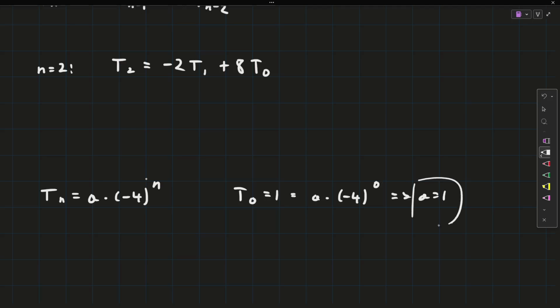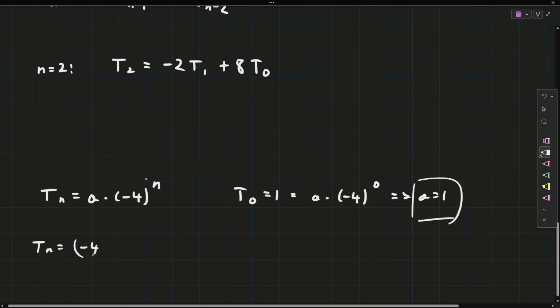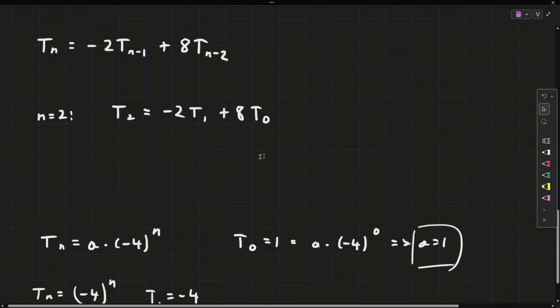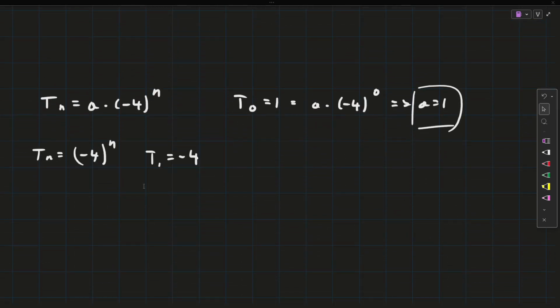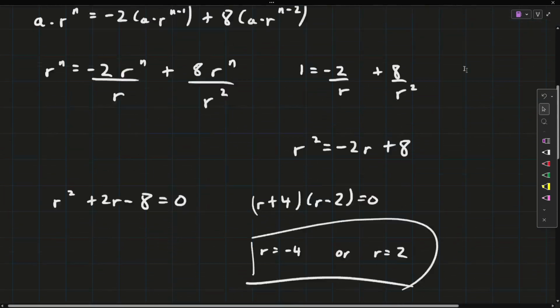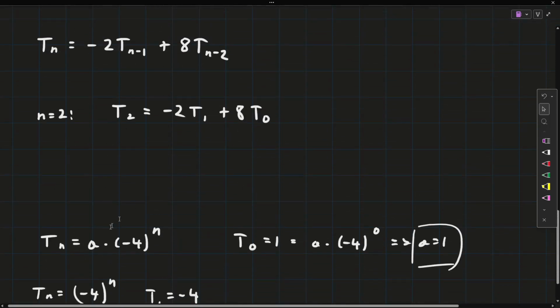Okay, so cool. And then you might be like, nice, we have our solution. Tn is equal to minus 4 to the power of n. But obviously this breaks down, because with this solution, t1 would be equal to minus 4. But I said that t1 is equal to 4. So something went wrong here, clearly. Basically, the problem is that we have two starting conditions that we have to take into account, but we only have one variable to take both of those conditions into account.